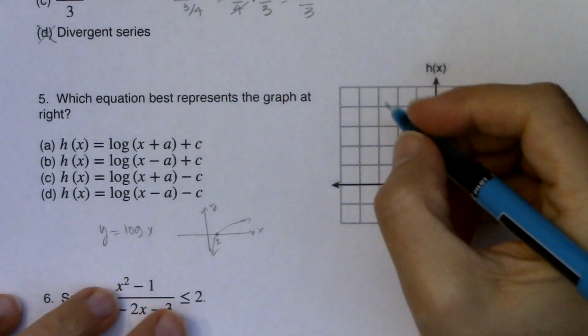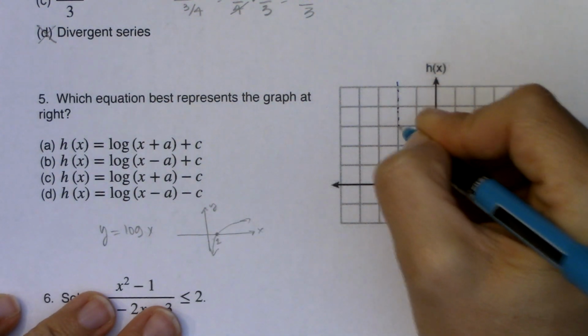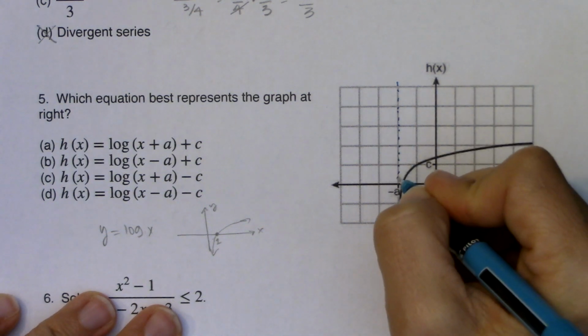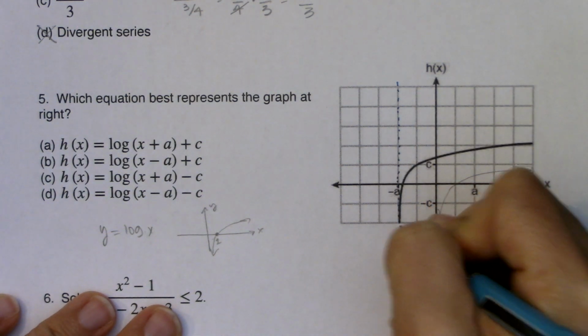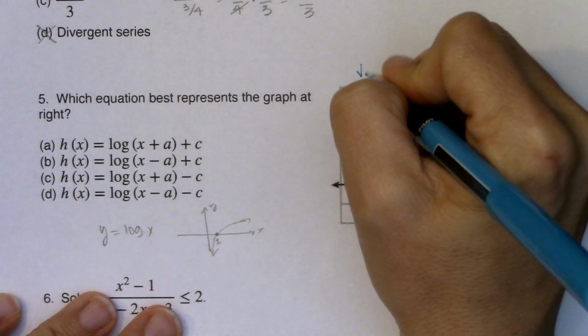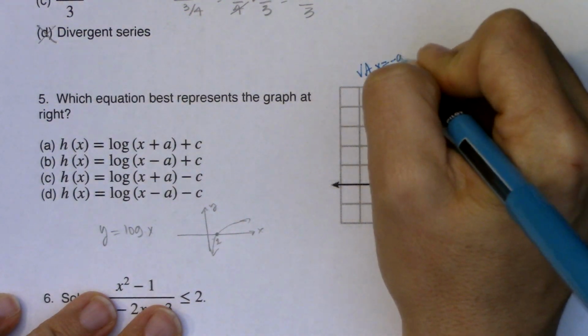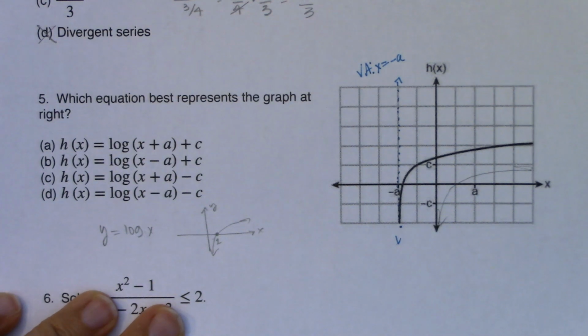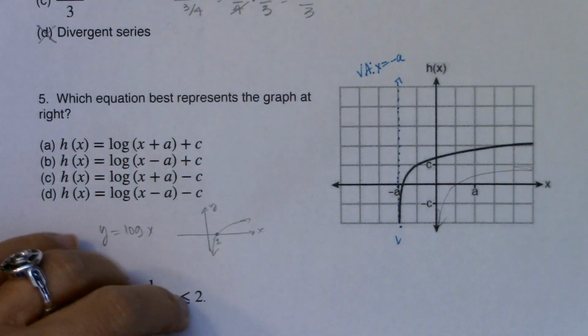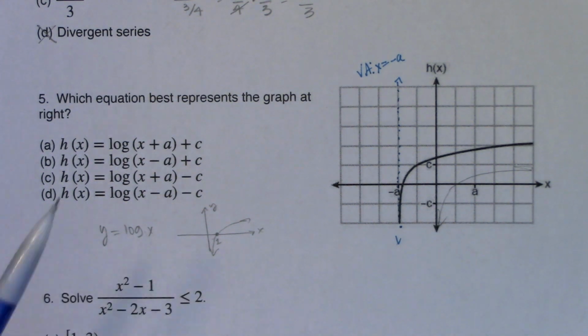And if I take a look at my graph, let me get my pen up here, I can see that there's a vertical asymptote. Instead of it being at the y-axis, it's at this line x equaling negative a, right? So there's this vertical asymptote here of x equaling negative a.